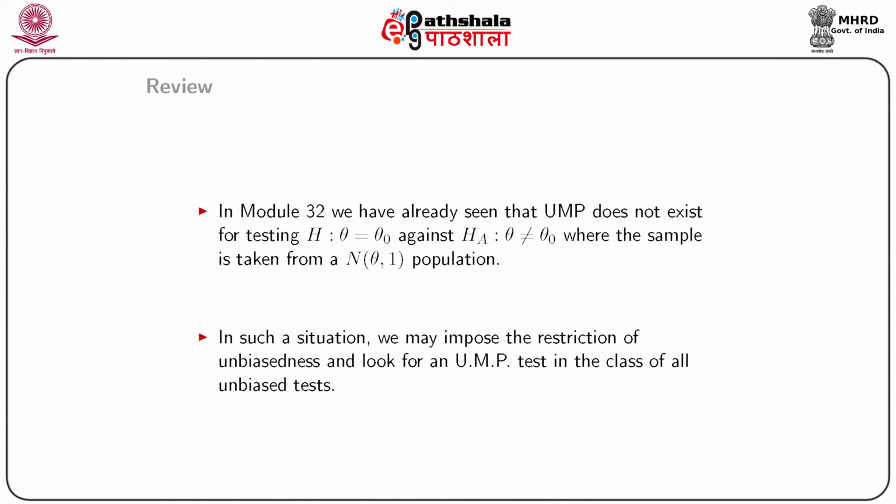In module 32 we have already seen that a UMP test does not exist for testing H: θ equals θ₀ against H_A: θ not equal to θ₀, where the sample is taken from a normal(θ, 1) population. In such a situation, we may impose the restriction of unbiasedness and look for a UMP test in the class of all unbiased tests.